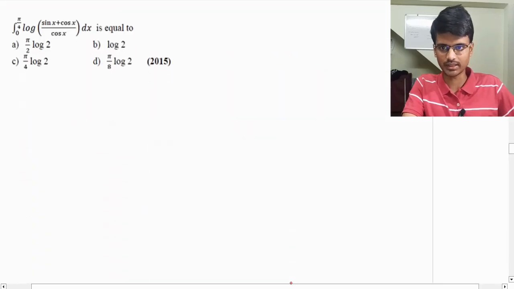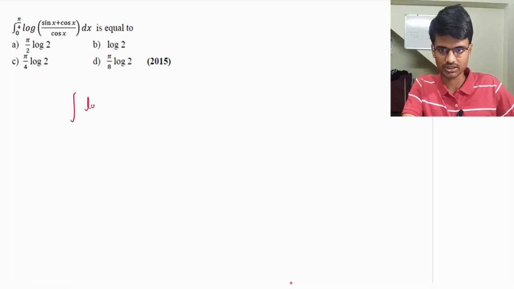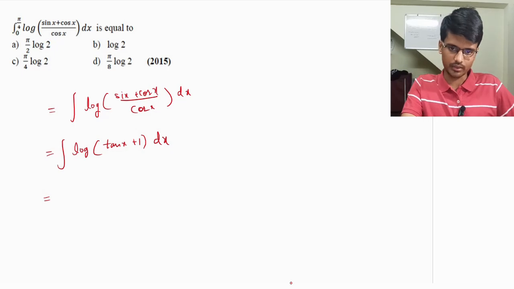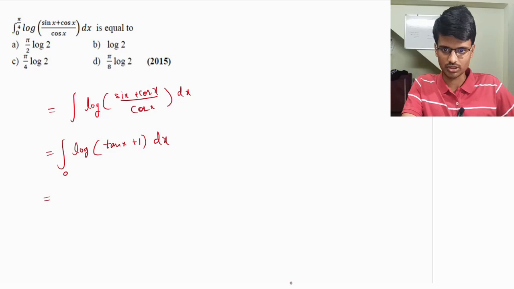Okay, so this is also an interesting question. You have to apply trigonometry knowledge here. So let me check this. I've got the integral of log of sin x plus cos x divided by cos x dx. So I can divide by cos x. So I get it as tan x plus 1. Everyone agrees? Okay, good. Now what I can do? I've got log of tan x plus 1, from 0 to pi by 4.